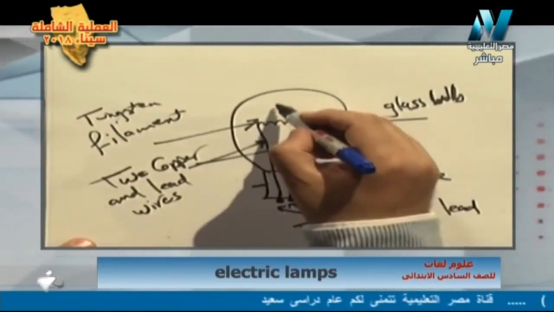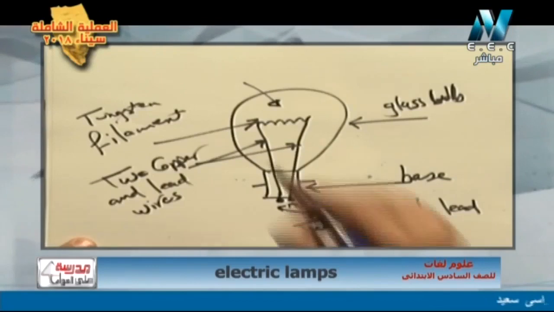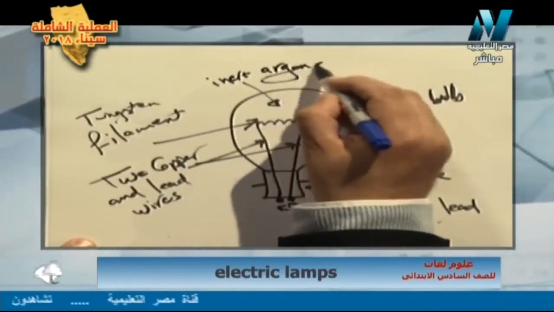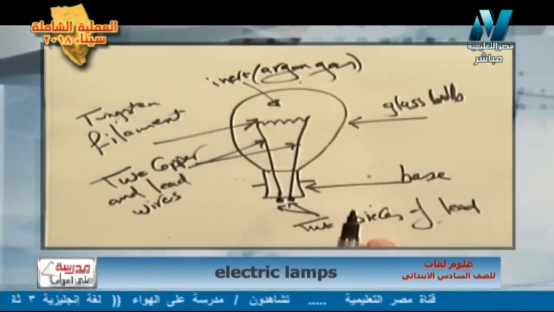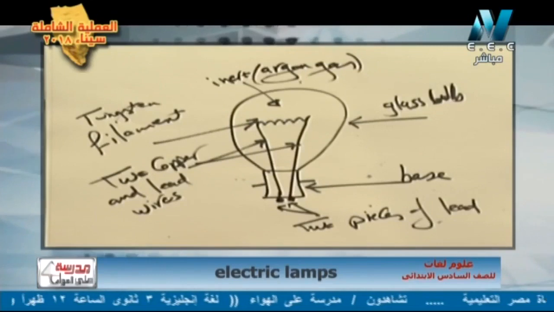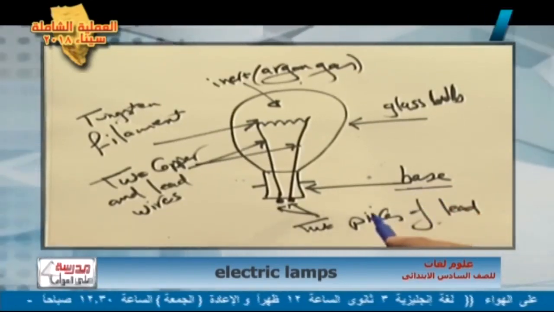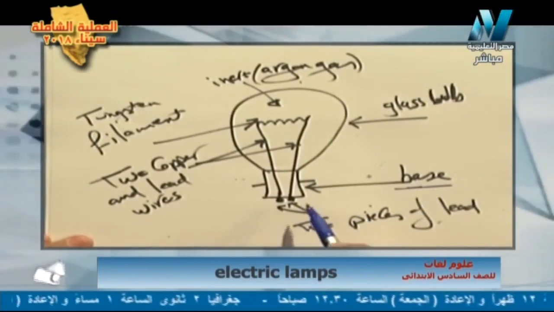And also the glass bulb is filled with what? Inert argon gas, or I can say argon gas. That's enough. Okay? So now what is the function of each one of them? The base, القاعدة, it carries the lamp. هي اللي بتشيل اللمبة and positions it. And also it connects the electric current.